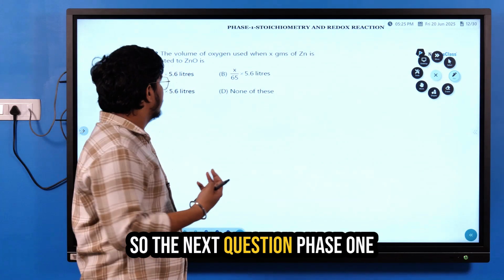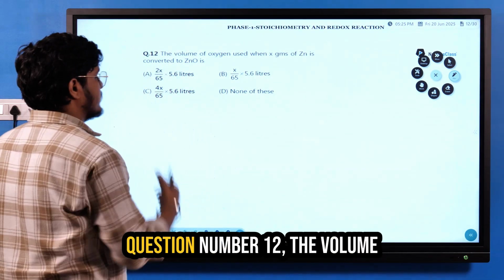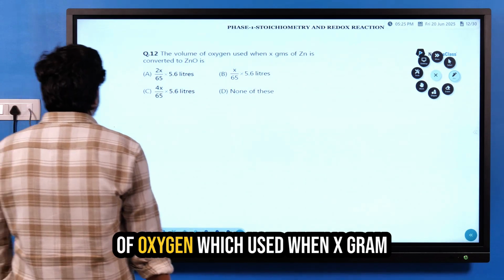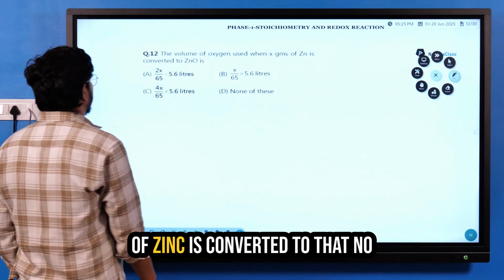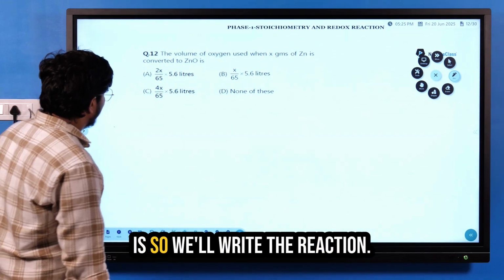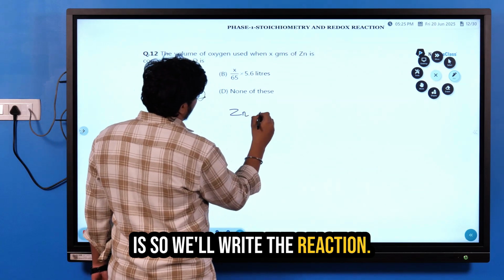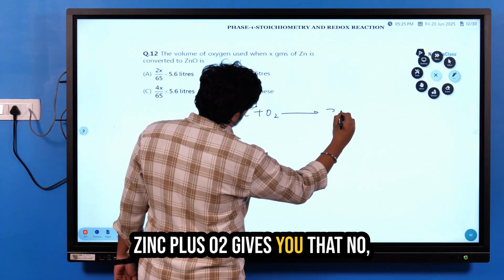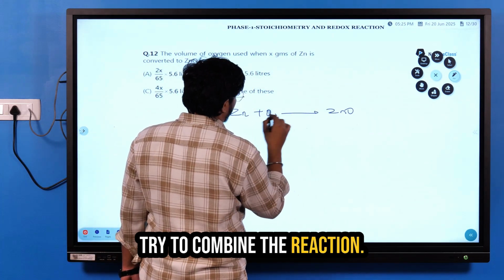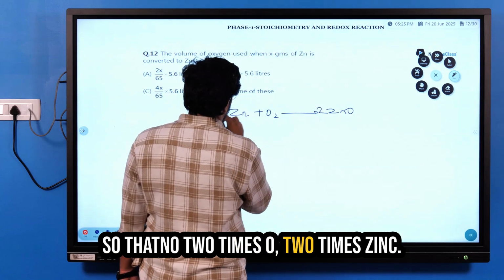So the next question, phase 1, stoichiometric redox reaction. Question number 12. The volume of oxygen used when X gram of zinc is converted to ZnO is. So we'll write the reaction: zinc plus O2 gives you ZnO. Try to balance the reaction. So ZnO, 2 times O, 2 times zinc.